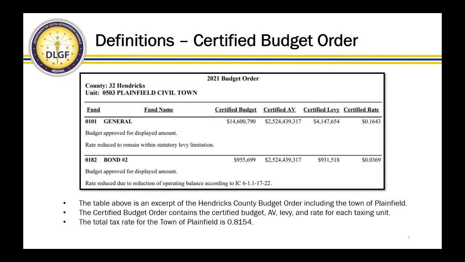Now, like I said, this is only an excerpt of the Plainfield budget. If we looked at all of the funds that the department certified, the total tax rate for Plainfield for the upcoming year is that rate down at the bottom of 0.8154.